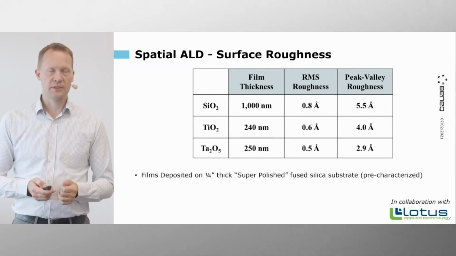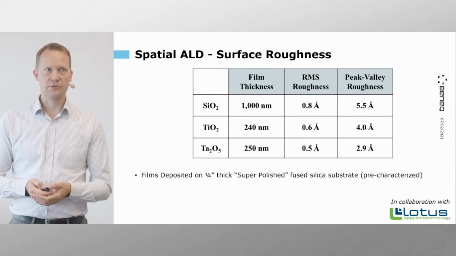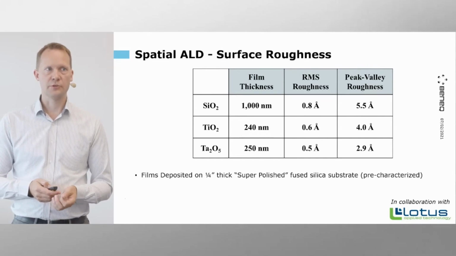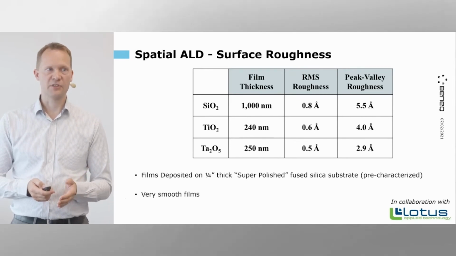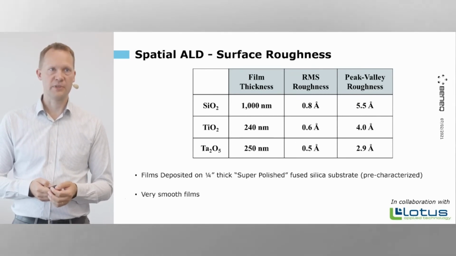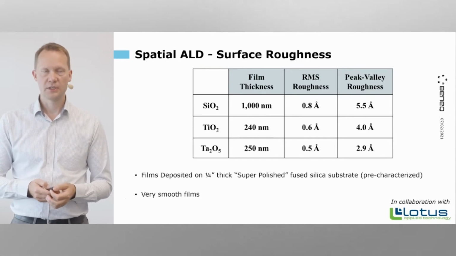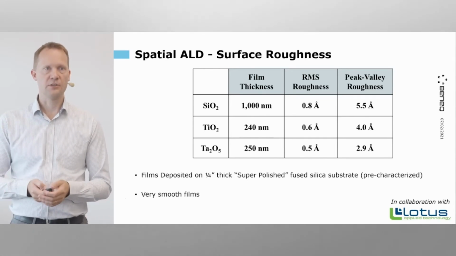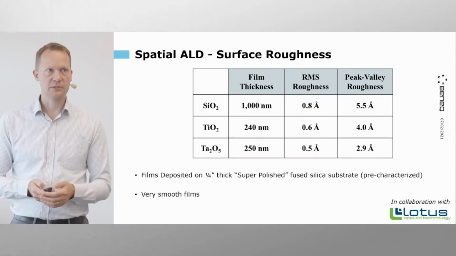Another important thing for such applications is the surface roughness. This study again shows that we can make very smooth films with RMS roughness below 1 angstrom. So very smooth films using these materials.